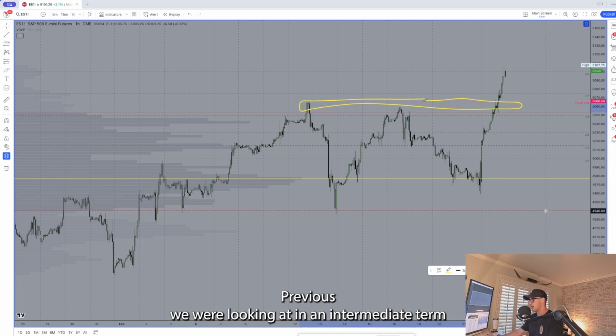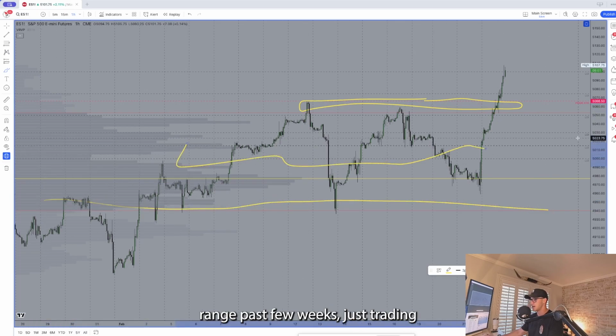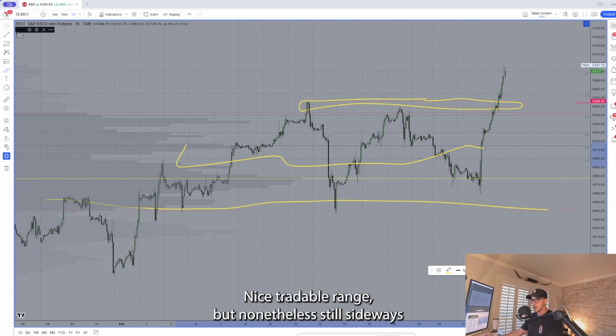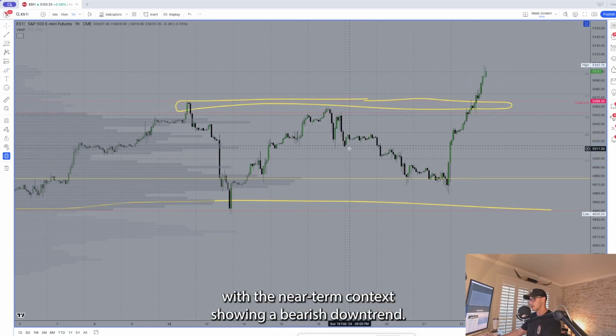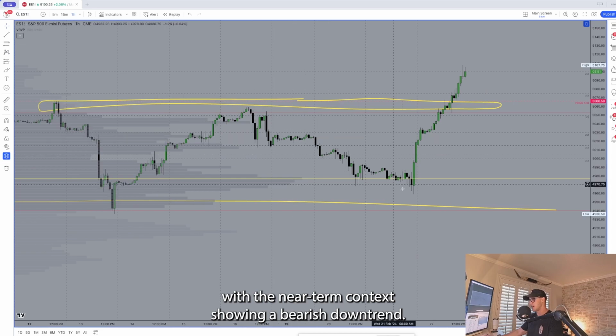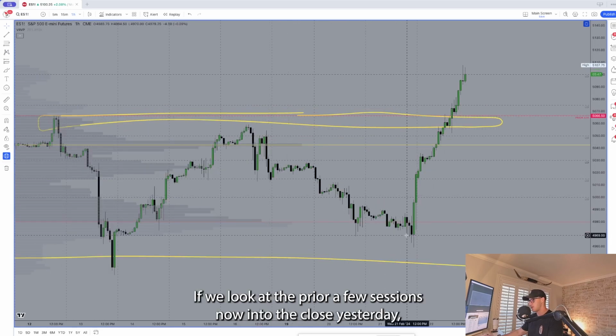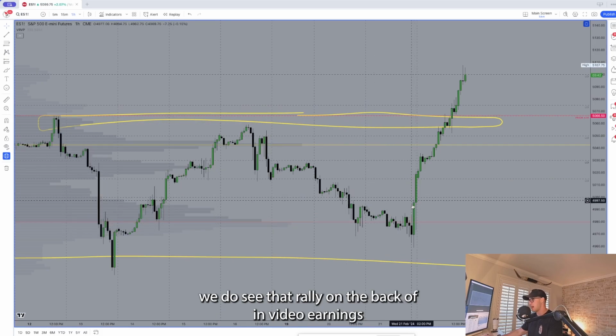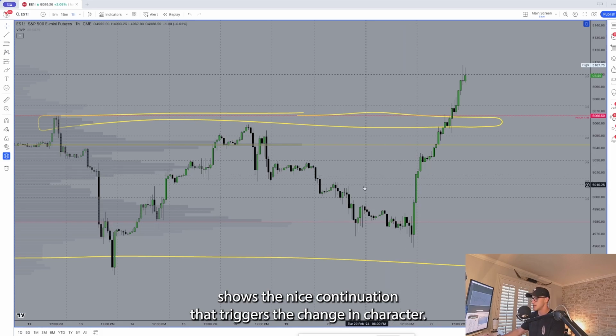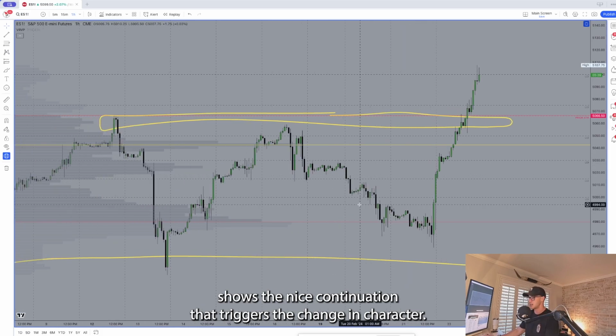Previously, we were looking at an intermediate term range past few weeks, just trading sideways, a fairly wide range, right? Nice tradable range, but nonetheless still sideways, with the near-term context showing a bearish downtrend if we look at the prior few sessions. Now into the close yesterday, we do see that rally on the back of NVIDIA earnings, shows the nice continuation that triggers the change in character.